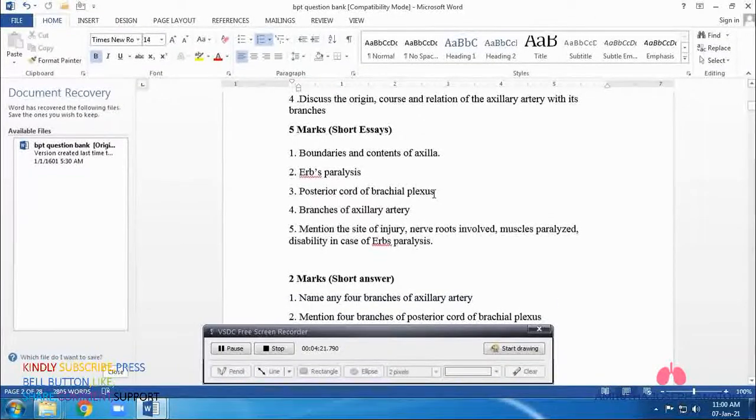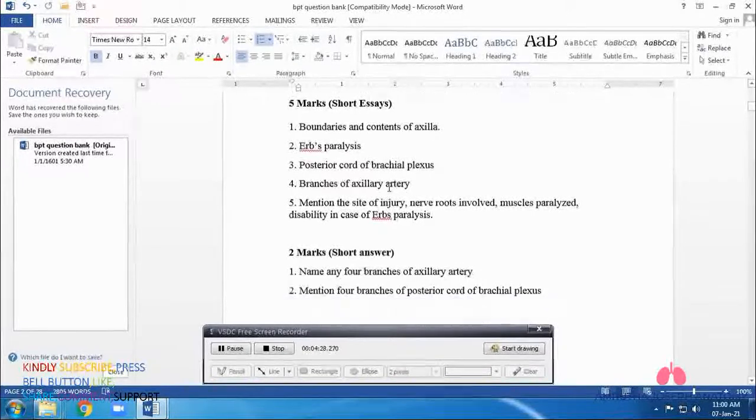Branches of axillary artery. Axillary artery is again asked many times, so just write them in axillary artery branches. First part, one artery; second part, two arteries; third part, three arteries.